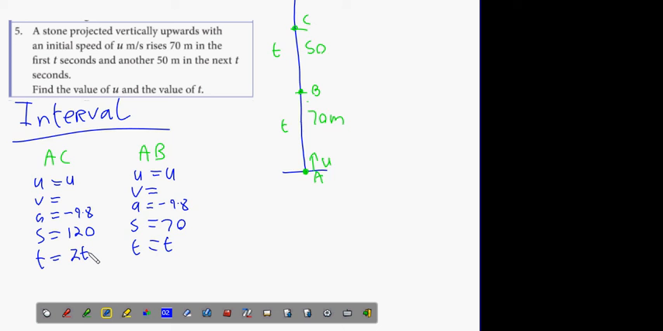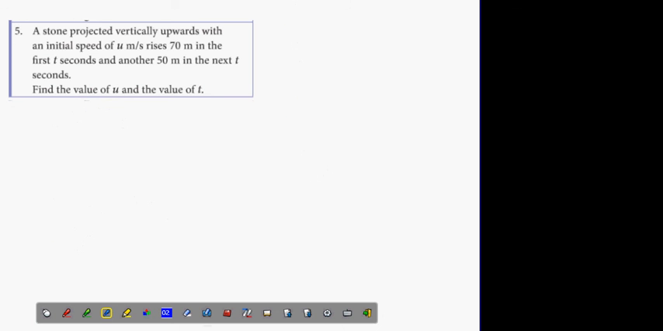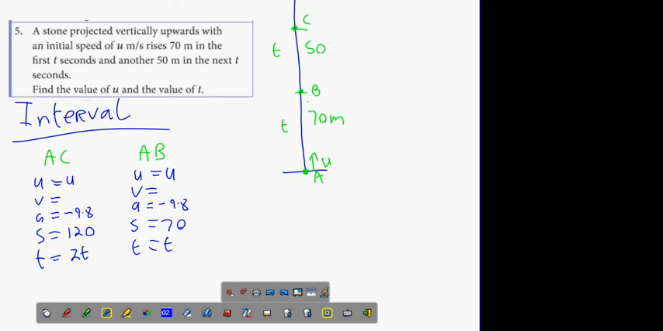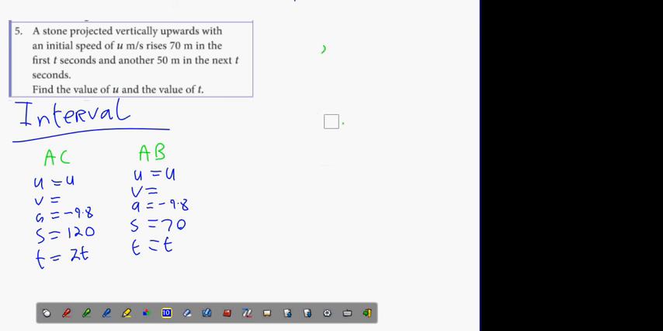So guys, what we're going to try and do is, I reckon we just use s equals ut plus a half at squared twice, and then we'll have two equations. With these two equations we can then figure out which variables to eliminate. I want to find the value of u and the value of t, so I need both of them.